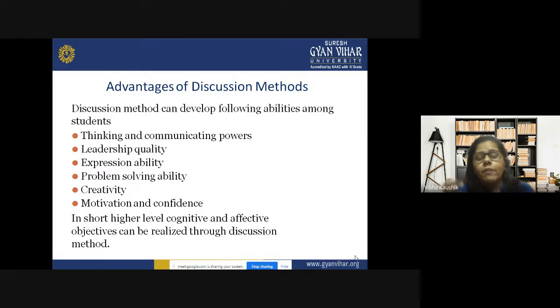Means if the teacher is using the discussion method in the classroom teaching, the teacher is able to achieve the higher level cognitive objectives, and at the same time affective objectives can be realized through the discussion method.